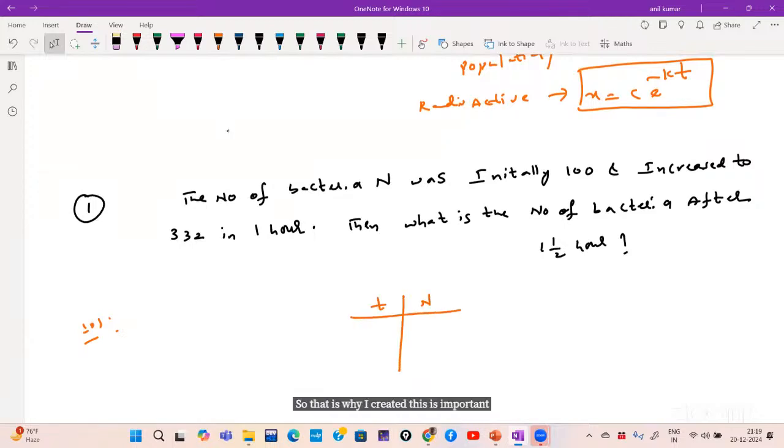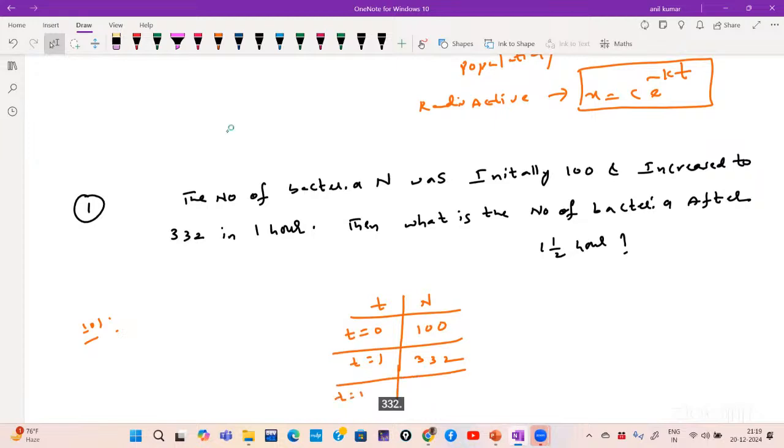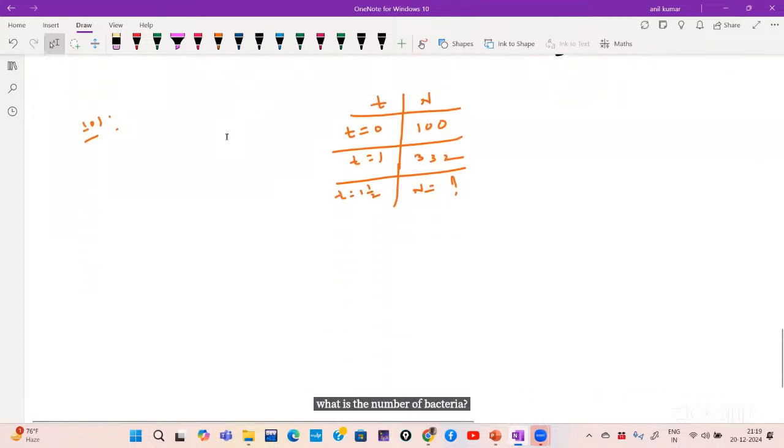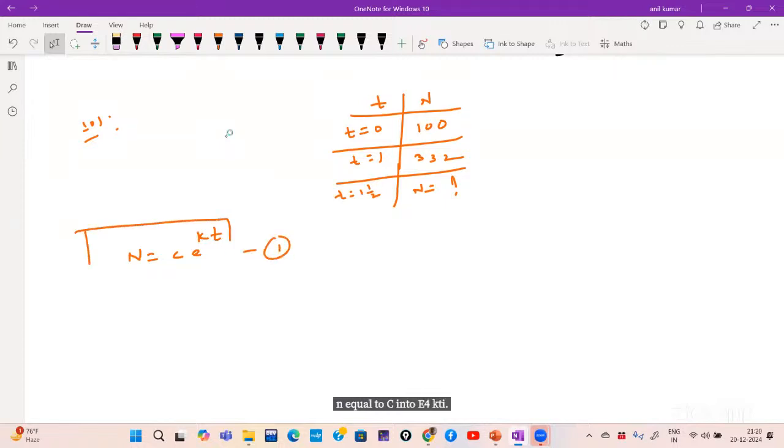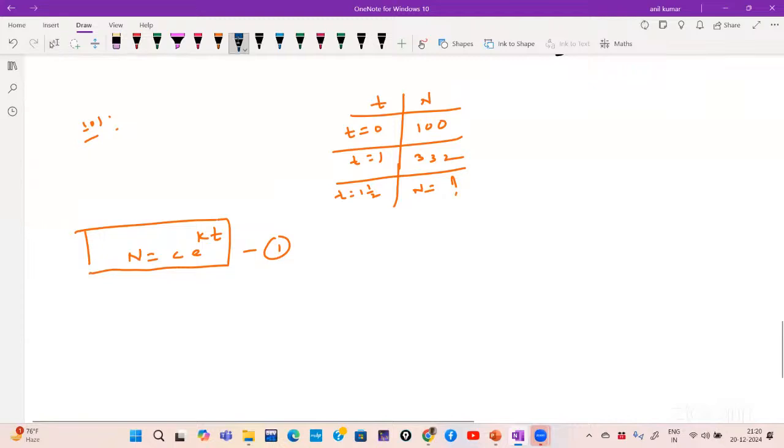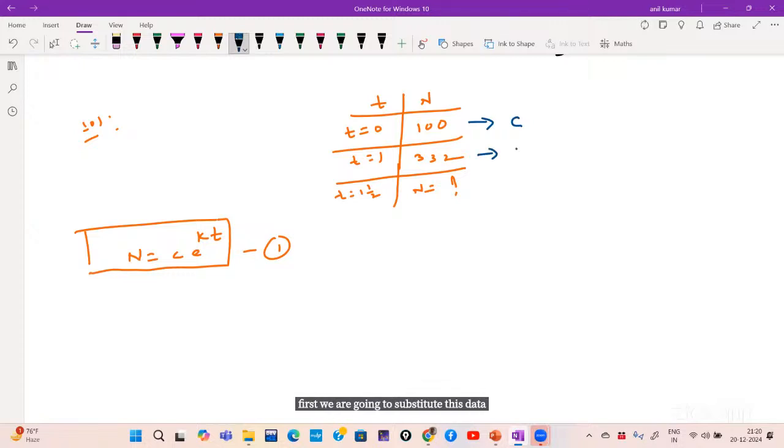Yes. The number of bacteria was initially 100. When time is 0, bacteria was 100. After 1 hour, it increased to 332. So after 1.5 hours, what is the number of bacteria? We know that the formula is N equal to C into e power kT. So once again, the solution as usual. First, we are going to substitute this data that gives C value and this gives K value. And finally, we obtain the answer here.